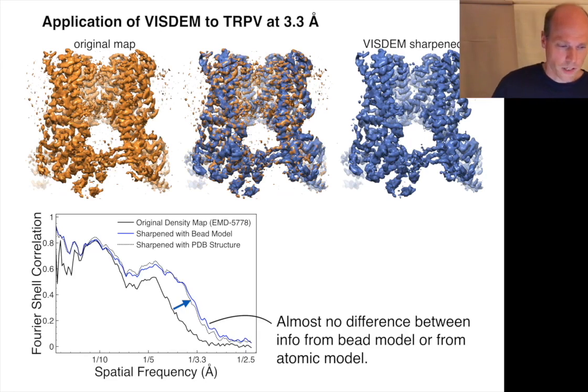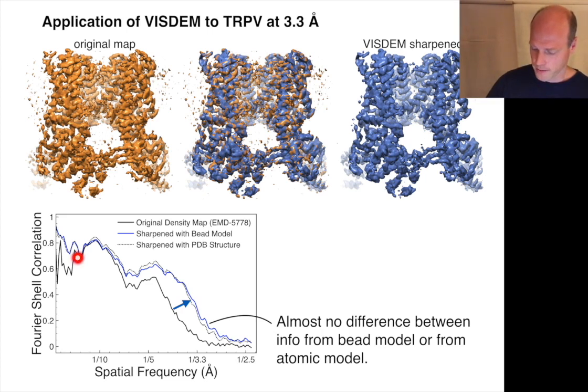So this is how this looks if we apply this to a high resolution density map. In orange is the original map, and here is the VISDEM sharpened map. What we're plotting here is the Fourier shell correlation. That's a comparison between a density map that we calculate from the atomic model, for instance, where we of course have an atomic structure here, and our original map. So this is a model-map comparison.